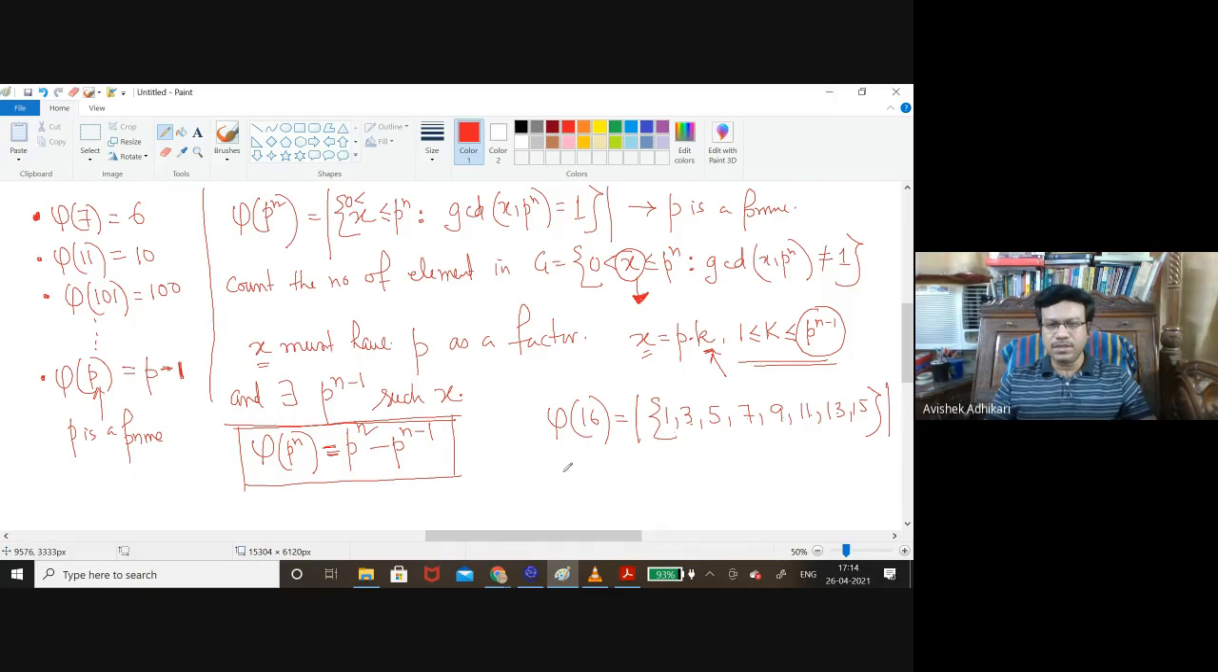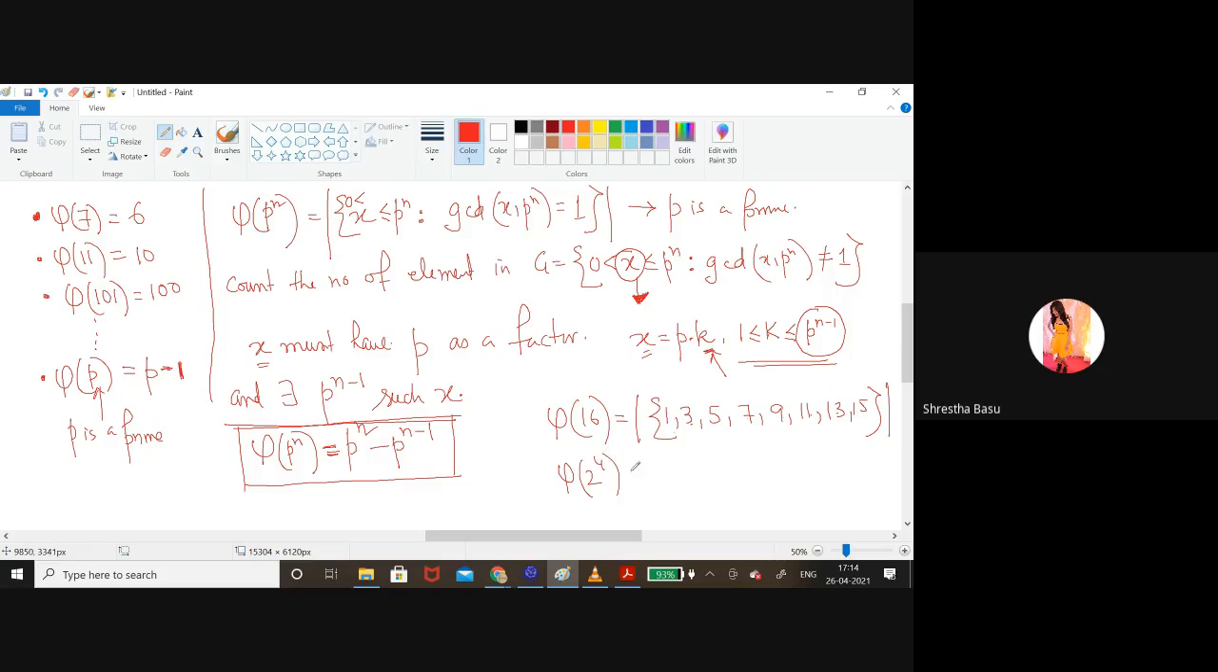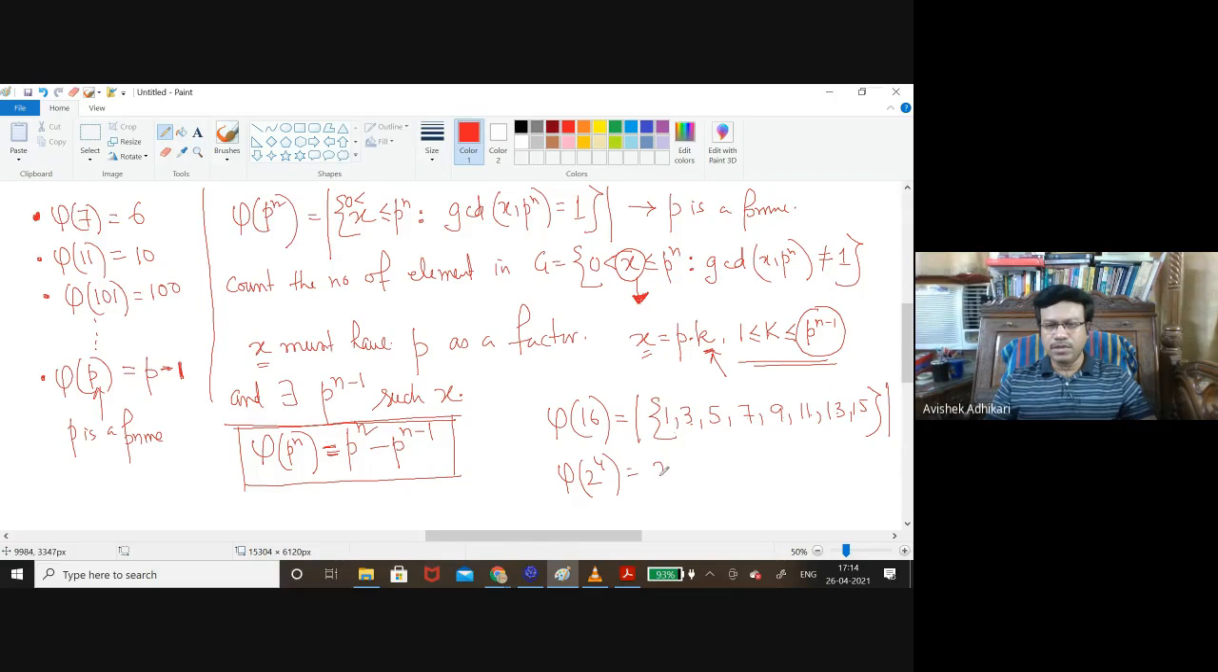So 16 means phi of 2 to the power 4. And that is nothing but 2 to the power 4 minus 2 cube. 16 minus 8, that is 8. The same as 8. Okay.